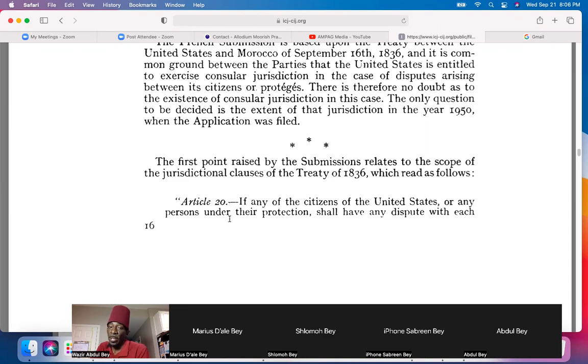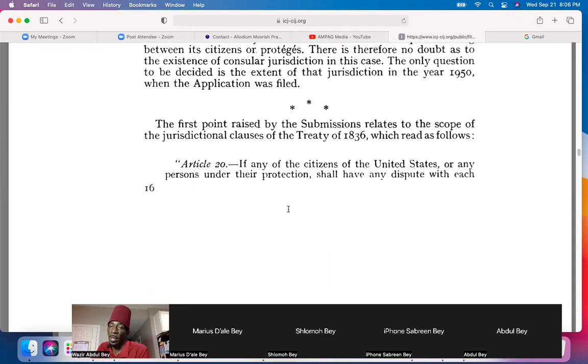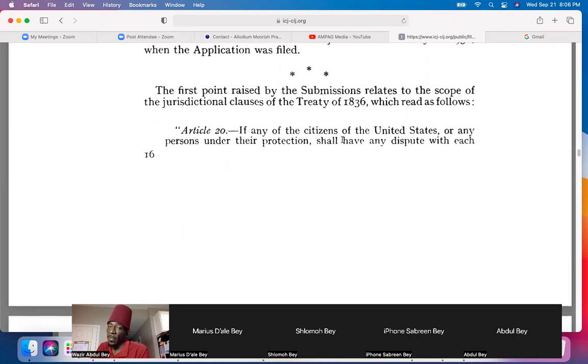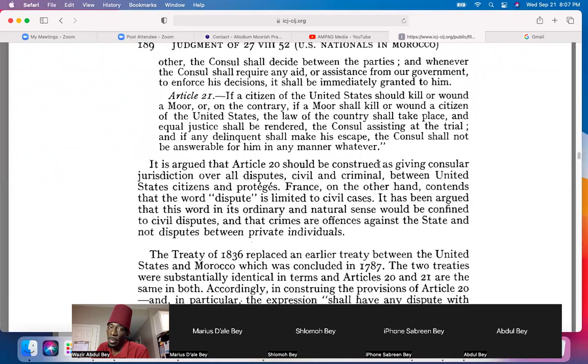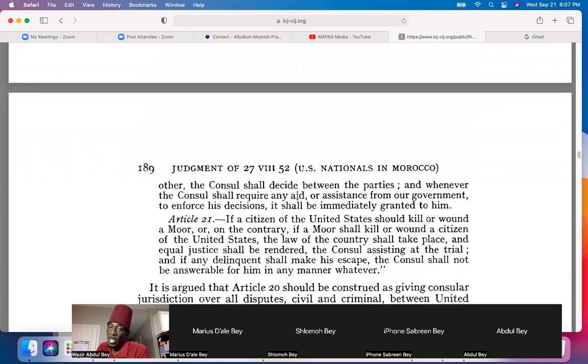The first point raised by the submission related to the scope of the jurisdictional clauses of the Treaty of 1836, which reads as follows. Article 20. Let's read that. If any of the citizens of the United States or any persons under their protection shall have any dispute with each other, the consul shall decide between the parties, and whenever the consul shall require any aid or assistance from our government to enforce his decision, it shall be immediately granted to him. Keep in mind that it was the Moroccan Moxons that wrote this.